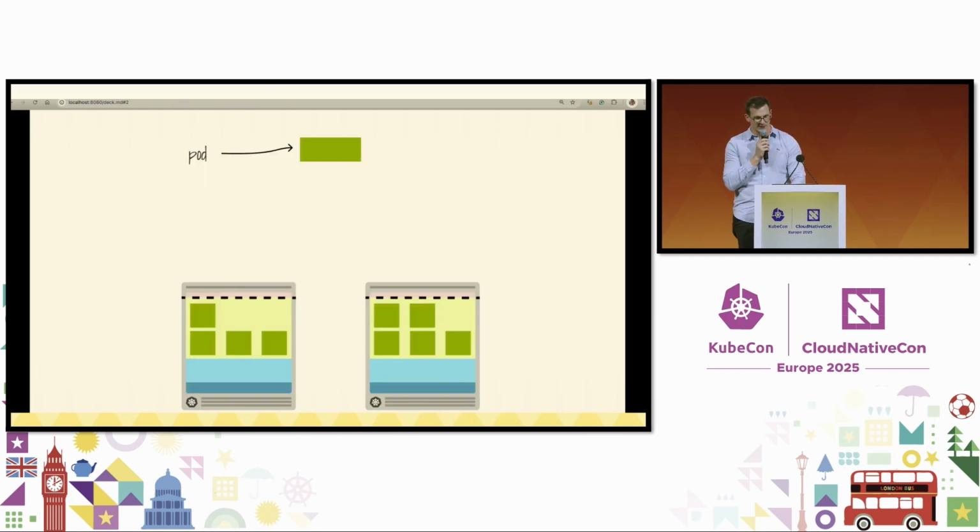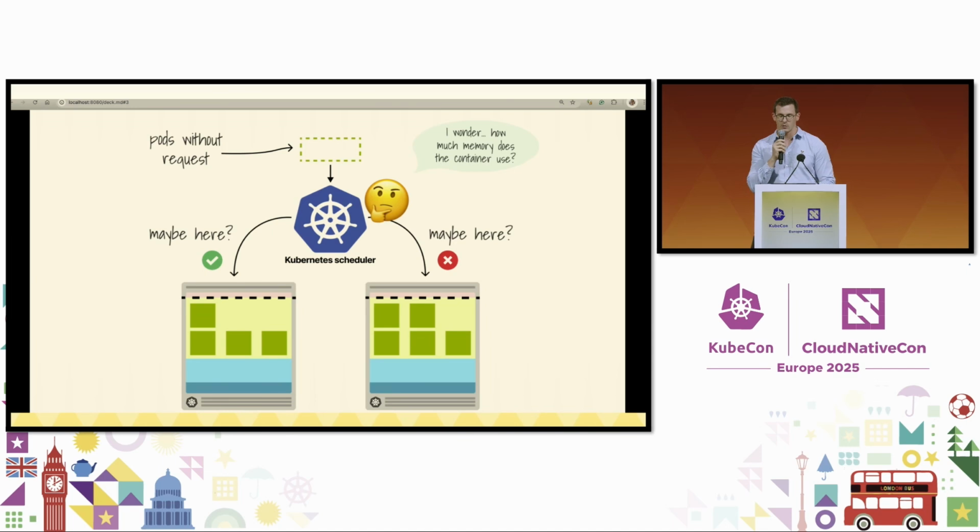So you're probably familiar with this scenario. You've got a cluster, two nodes, and one has got some space, the other doesn't. Now, you probably know that the pod will be landed on the only node on the left. But what happens when there are no requests? How does Kubernetes know where this pod is going to be located? Well, there is no information, so Kubernetes doesn't know where to put it. You can put it either way.